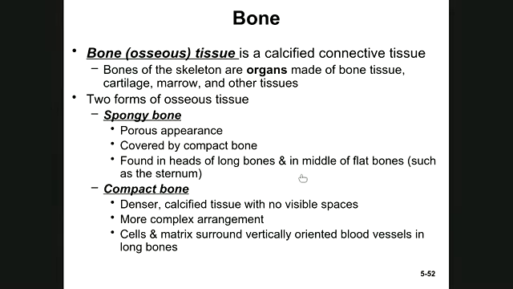And the compact bone is denser, calcified tissue. We have many neurovascular canals in this type of bone. It has a uniform histologic pattern, which I will show you in the next picture. They are calcified, and we don't have any visible spaces. They have a very complex arrangement, and the cells and matrix surround vertically oriented blood vessels in our long bone.